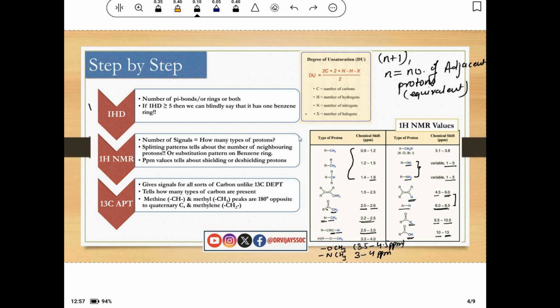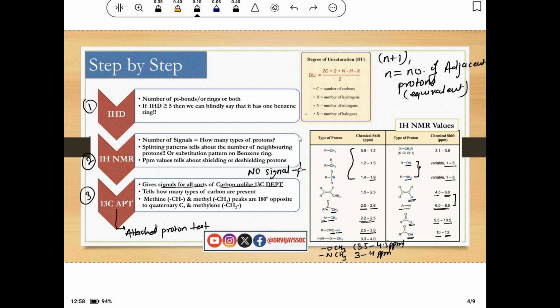So first step is index of hydrogen deficiency, second is seeing the 1H NMR, and after that looking at the 13C APT. So APT stands for attached proton test. This gives signals for all kinds of carbons, unlike 13C DEPT, because in 13C DEPT NMR you can't see the signal for quaternary carbon. So for quaternary carbon you don't get the signal in 13C DEPT NMR, but in case of 13C APT you can see the signal for quaternary carbon also.